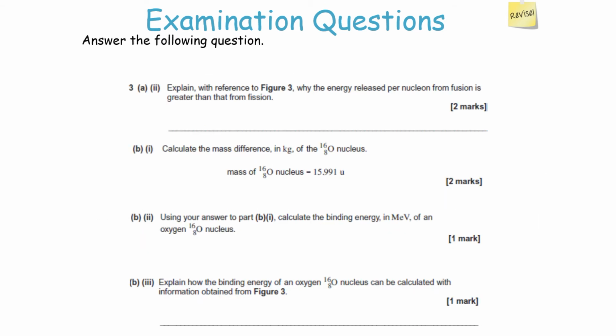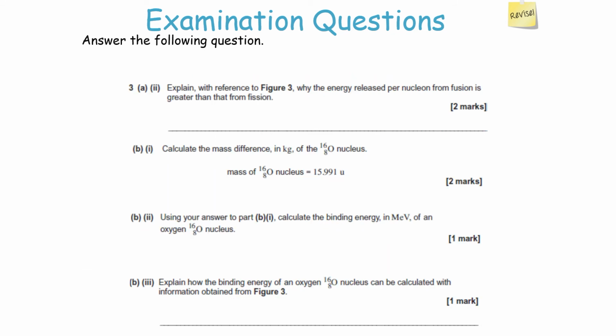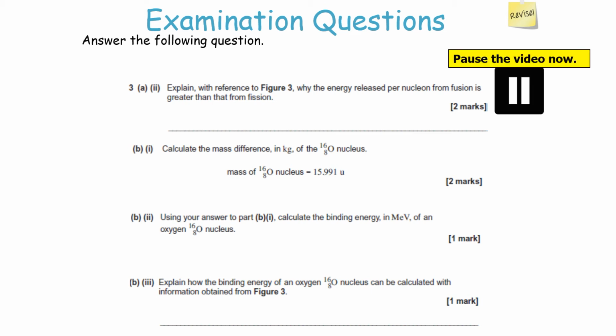Let's have a look at another question. Explain with reference to figure 3 why the energy released per nucleon from fusion is greater than that from fission. So let's have a look at that unit again there, and then calculate the mass difference in kilograms of the oxygen nucleus, and then using the answer from the previous question, calculate the binding energy in MeV of an oxygen nucleus, and then explain how the binding energy of an oxygen nucleus can be calculated with the information obtained from figure 3. So once again, pause the video now, and then when you want to go through the answers, unpause the video.